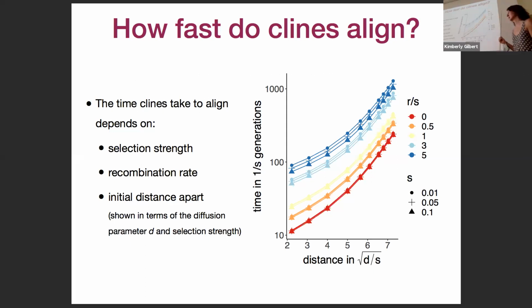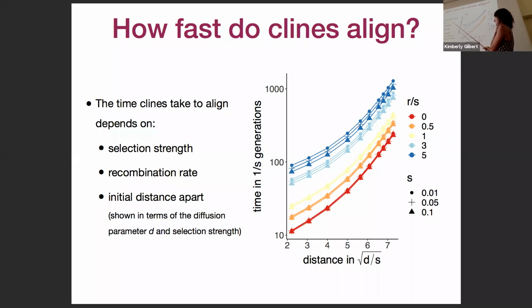And so then to understand in more general terms what this pattern is, we looked at how fast these clines should align to each other and what it depends on. So here time is on the y-axis and how far apart they are is on the x-axis. This is measured in terms of diffusion and selection, with more generations towards the top and greater distance apart towards the right. And for a bunch of different cases of recombination relative to selection, so greater recombination as you go towards the blue and stronger selection as you go towards the triangles, we see the same pattern everywhere.